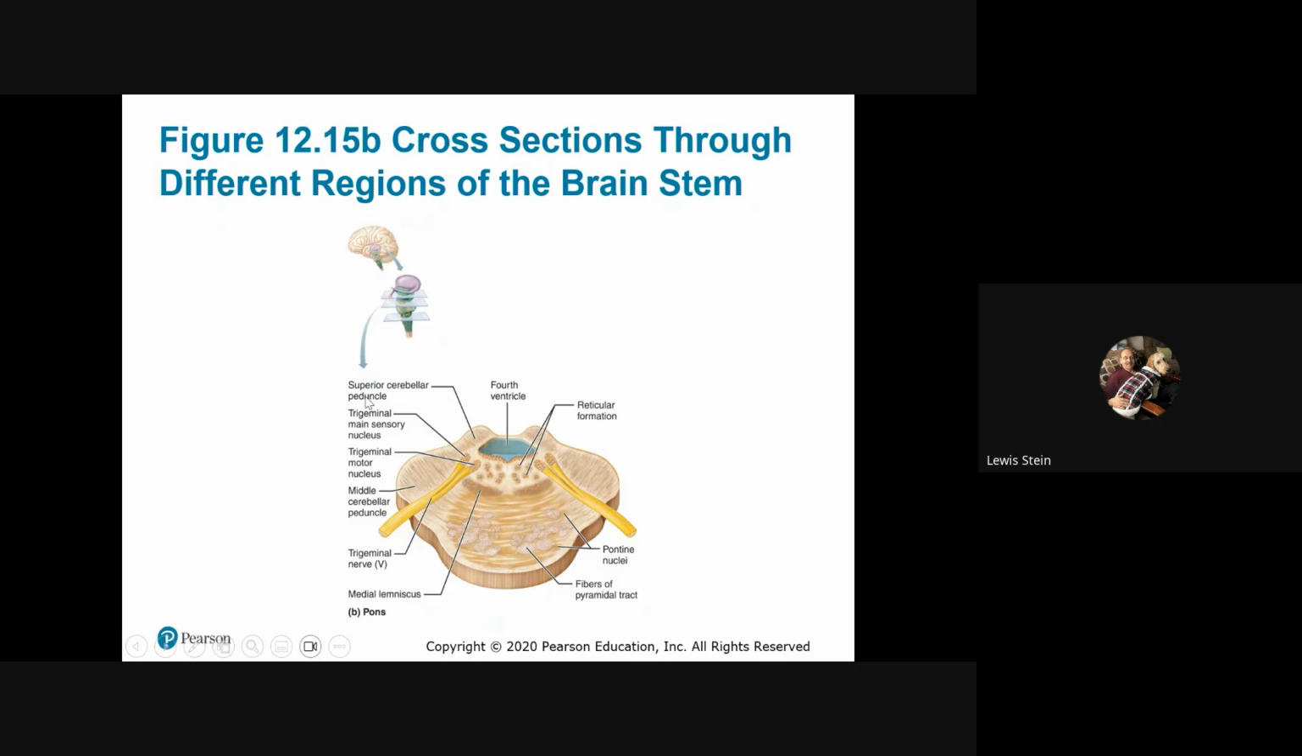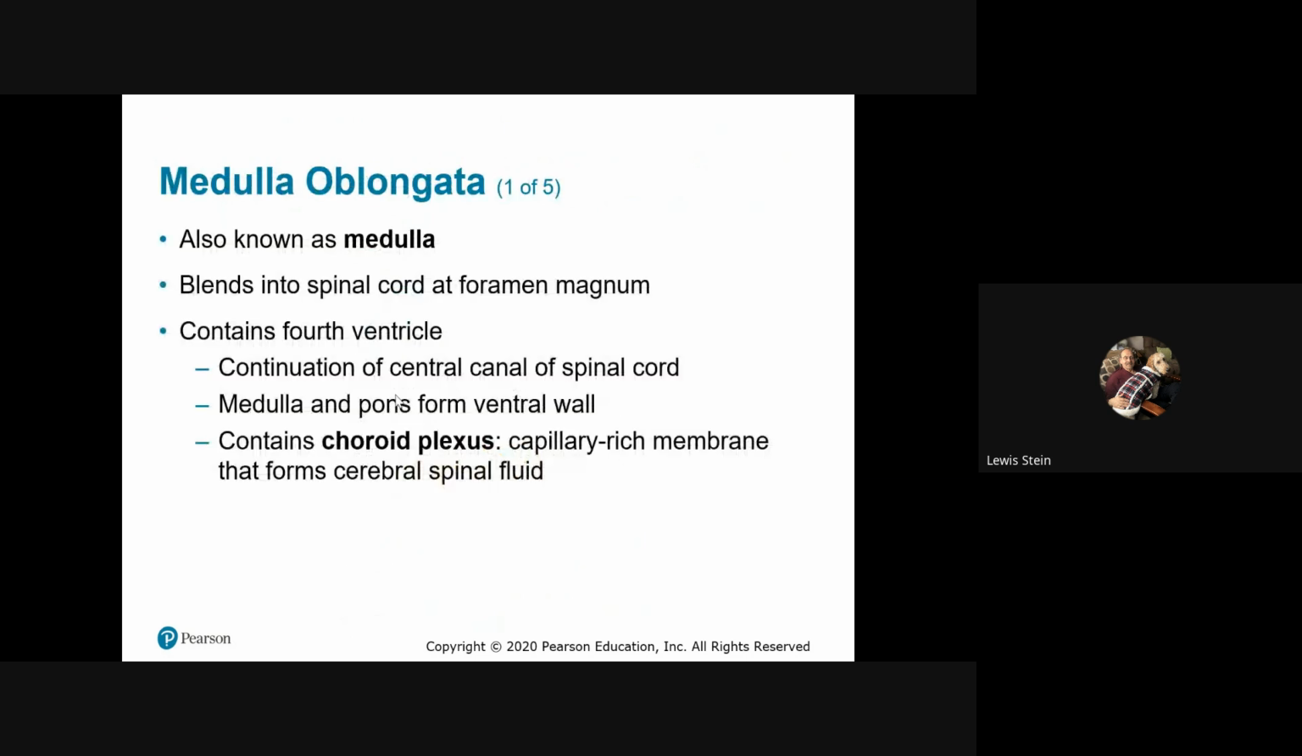And don't get confused by these terms: peduncles are just white matter tracts. I guess they represented columns, a lot of it's generated from Latin. So a peduncle was sort of one of those big columns that's holding up buildings, and that's kind of where they viewed these.